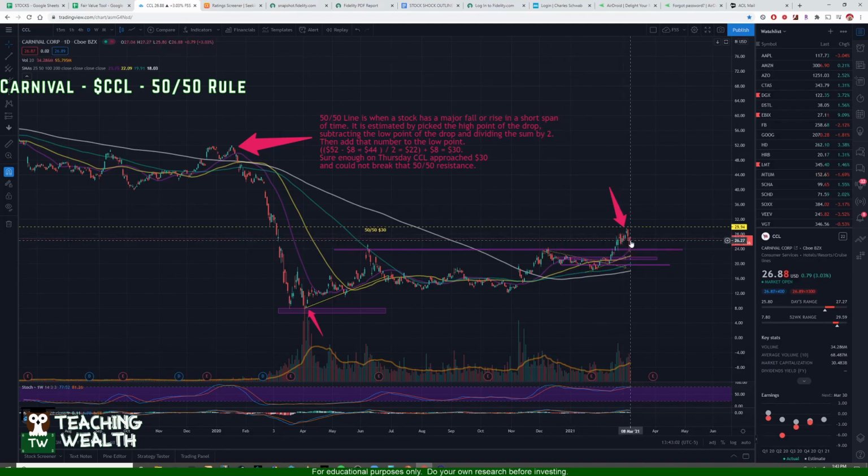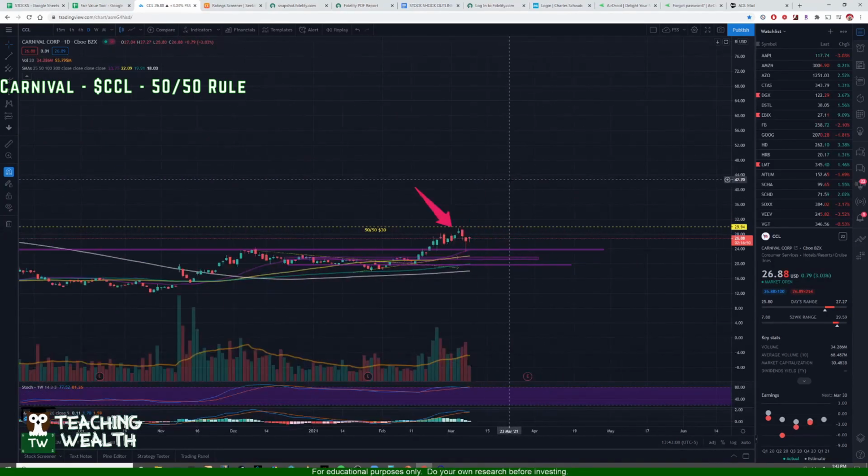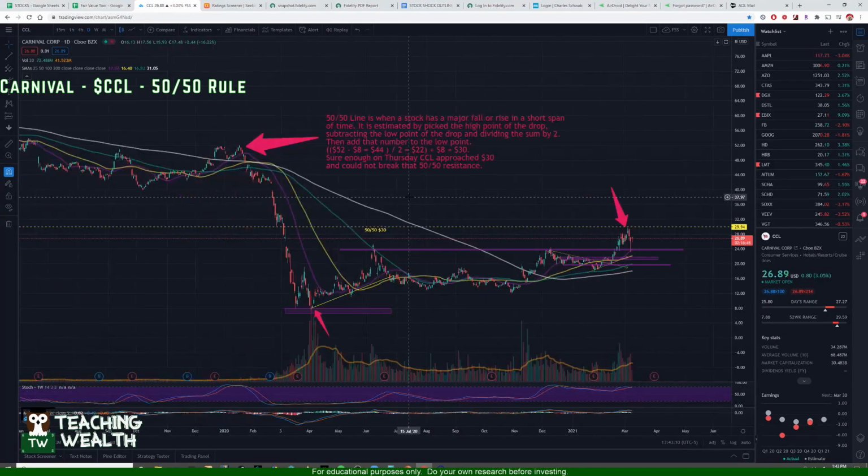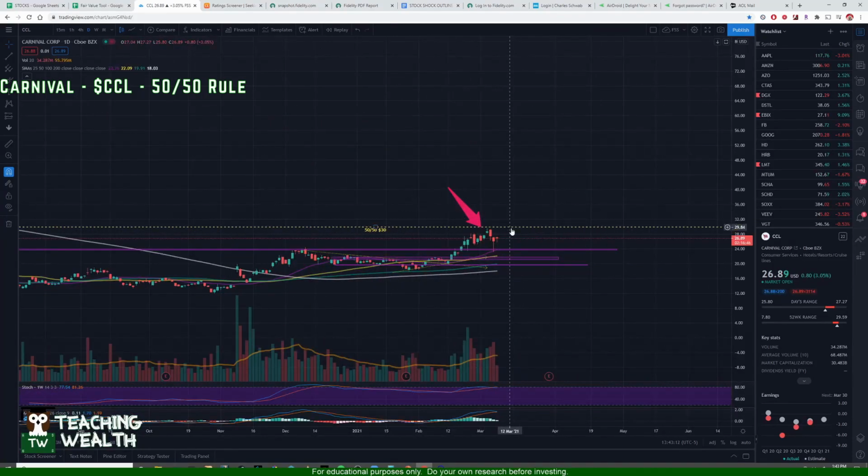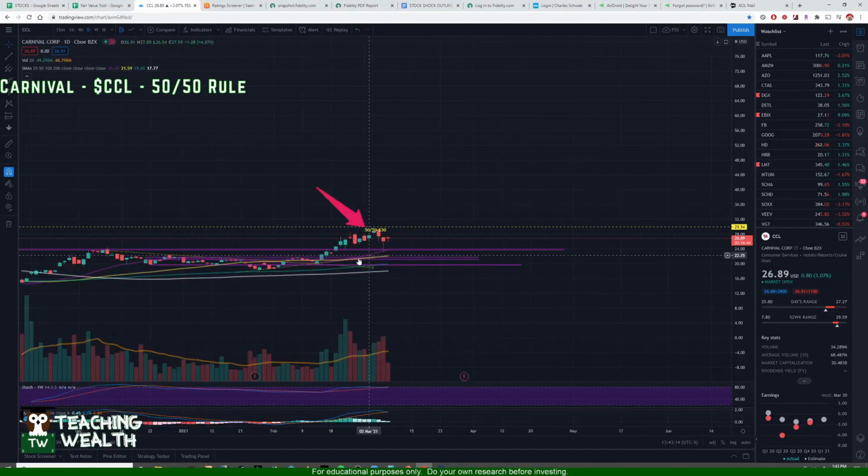We're seeing it happen right now with H&R Block as well, a stock I've been following pretty heavily. So look what happened way in the future. Let's say we forget that ever happened and I don't have this 50-50 line on here. It came up a year later, went right to that point 2 days in a row, and wouldn't you know it, that's exactly as high as it could go.